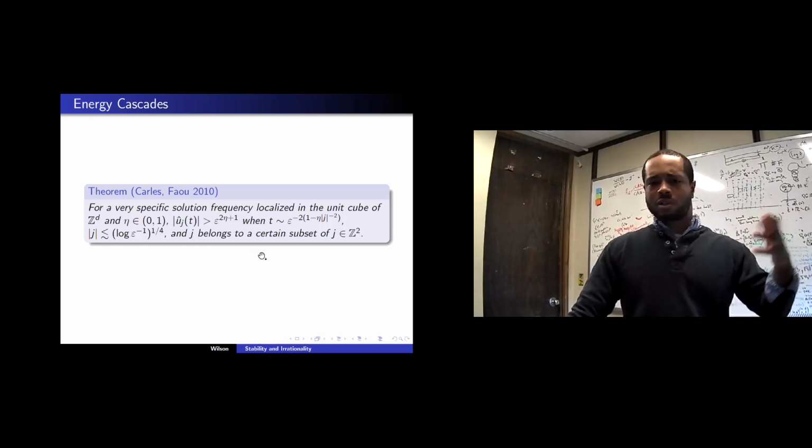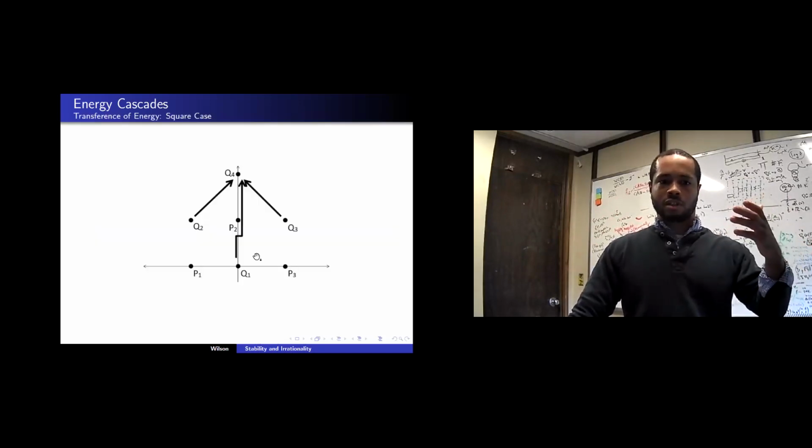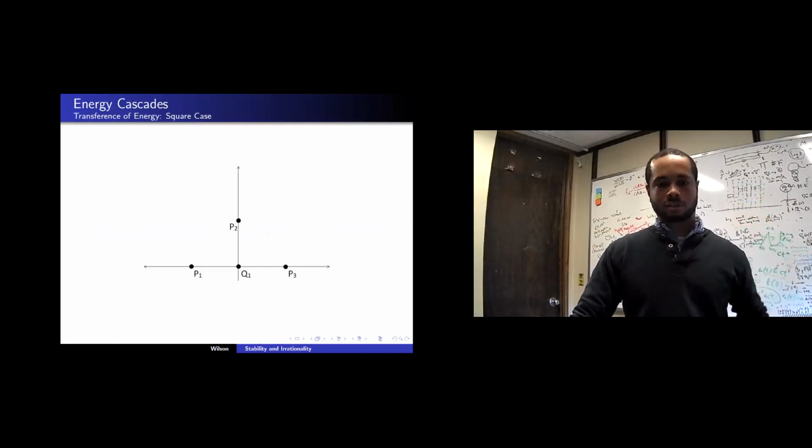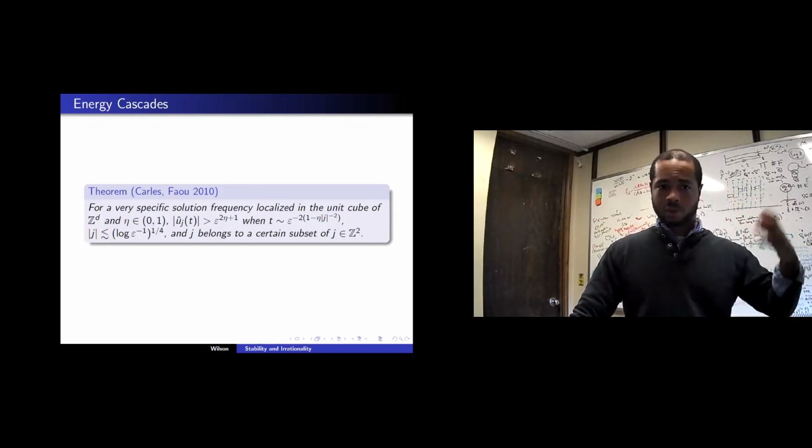And this is again for the square case. For the square case, you get both diamonds and rectangles. Okay, for the irrational torus, let's say.